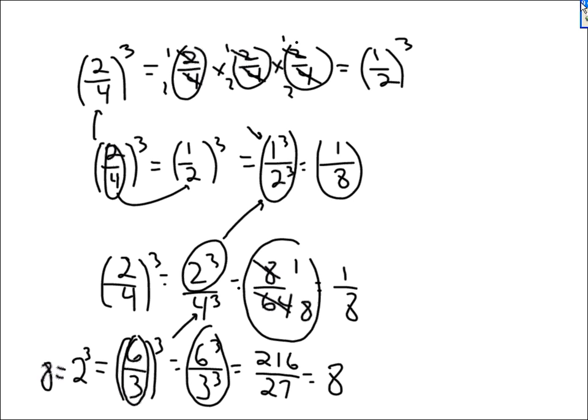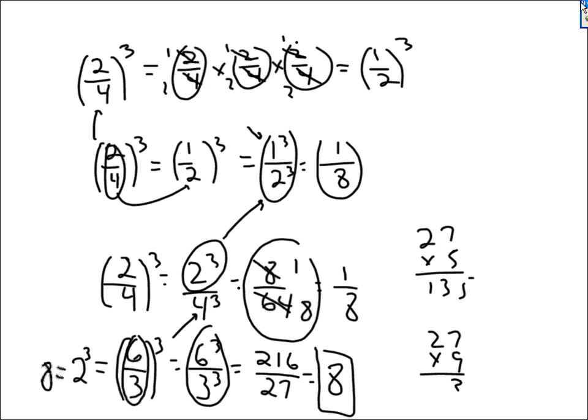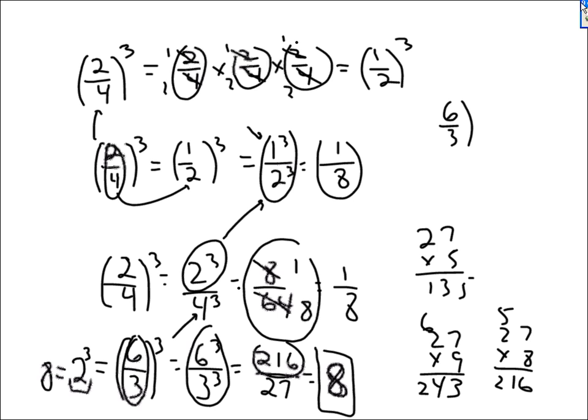If I don't reduce it first, in the end, I'm supposed to get the same answer. So I knew what the answer would be. But you're going to have to try 27 times 5, that's 135. 27 times 9 is 243. That's too much. It's above 216. 27 times 8, 216. Oh, there it is. It's 8. All I did was cube 2. Reduce first. Again, if you have 6 over 3, all cubed, you can say, oh, 6 over 3 is 2, and then cube that and get 8.